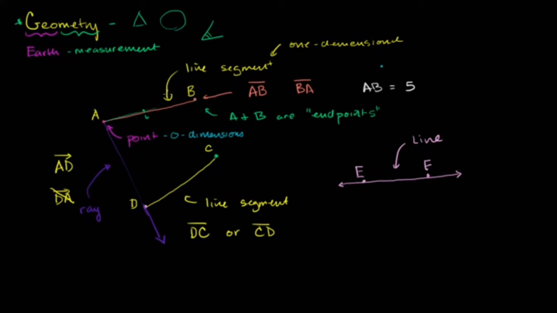A line segment does end. It has endpoints. A line does not. And actually, a line segment can sometimes be called just a segment. And so you would specify line EF with these arrows just like that.